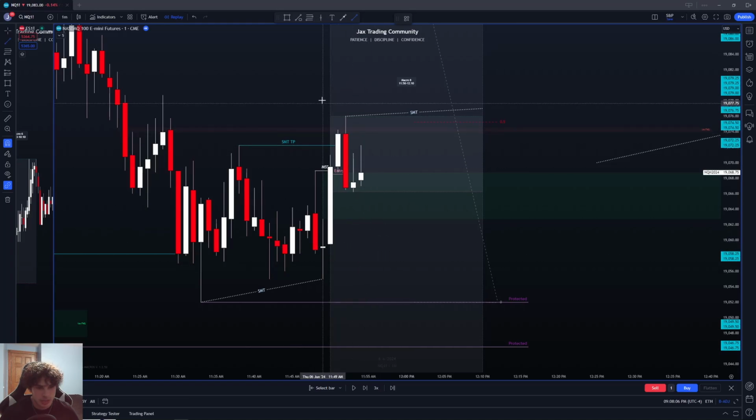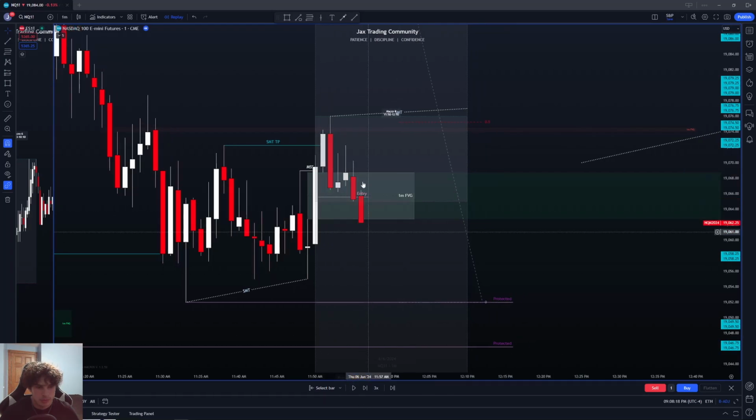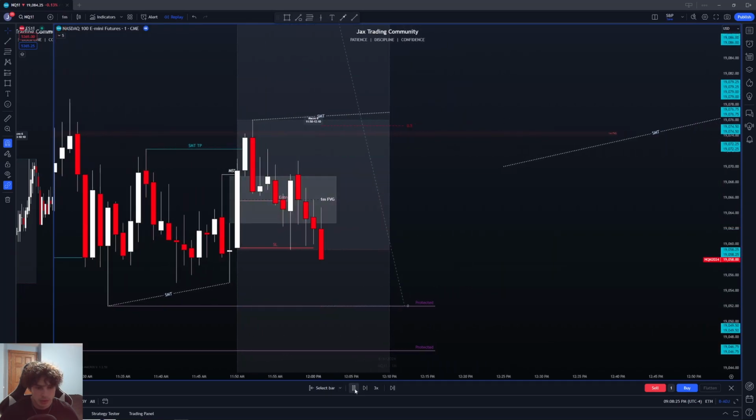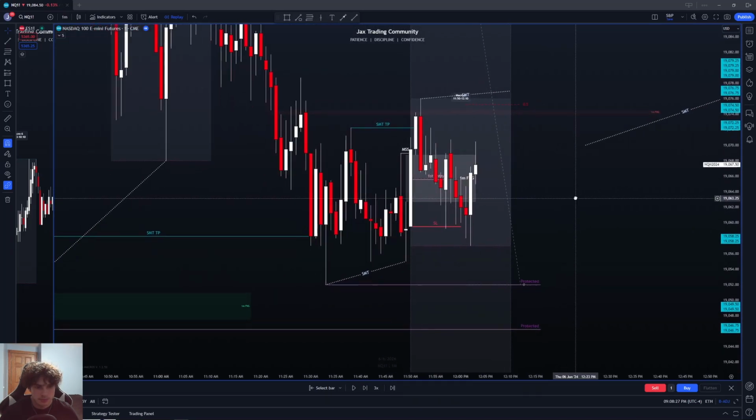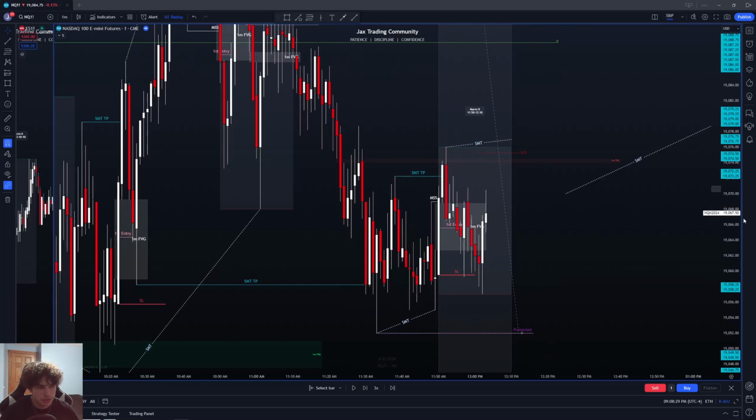This would be a massive stop, so probably I would take entry at discount or at consequent encroachment of this 1 minute. So I'd probably wait for us to tap down into here. So there we go, we tap down into here. This would be your stop loss. You would get stopped here. So this would just be unfortunate.